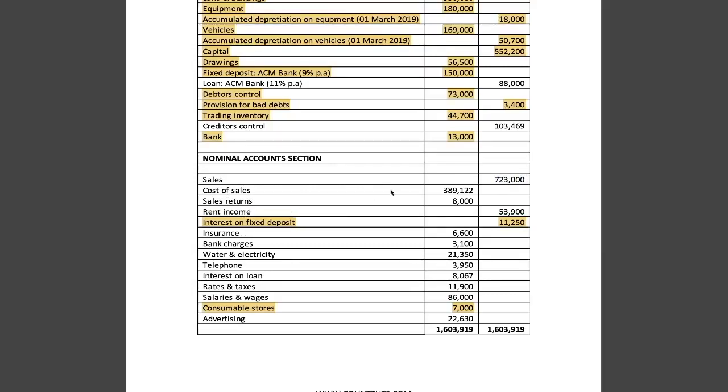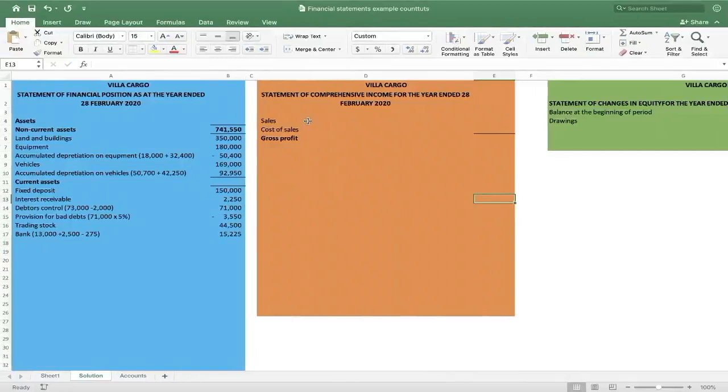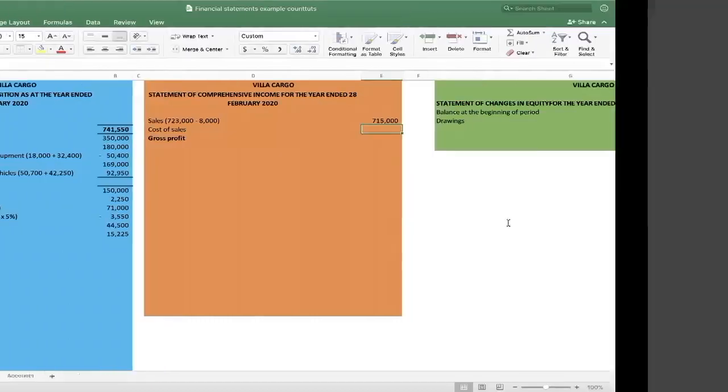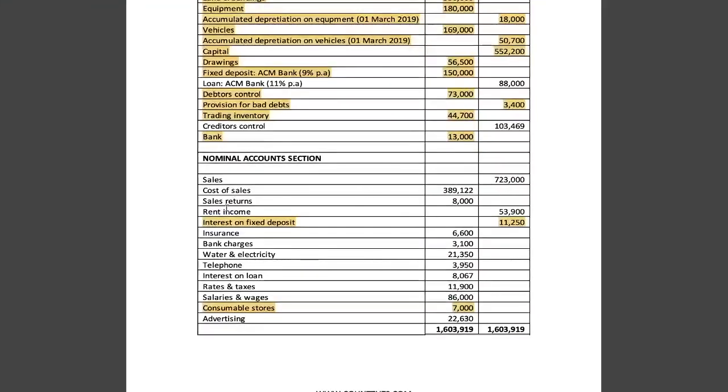So what we're going to do is take the 723,000 rand minus the 8,000 rand, because the customers returned it back to us, so it's no longer a sale. So let me put them there, and you can see what I've done, and the answer is 715,000 rand. Okay, I hope that was easy enough. Just take your sales figure in the pre-adjustment trial balance minus any sales return if you have it. Okay, and we are done with that one. So let me highlight it.